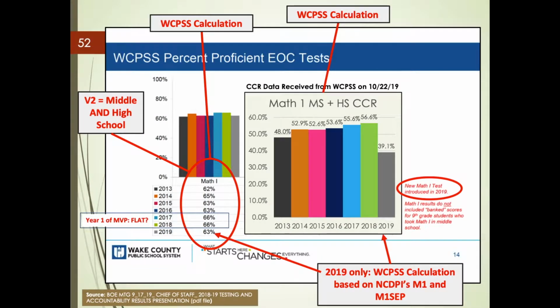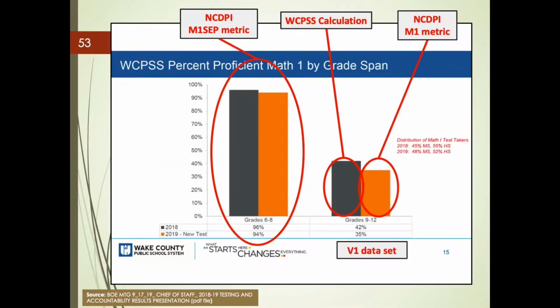So this is not a pretty chart, but I did want to at least put the CCR graph, trying to use the same colors. I put it on the same chart just to show what that looks like compared to the GLP data. And again, notice the comment, we got a new Math 1 test introduced. I think I've already mentioned that before. And on this chart, we have a couple of data sets for middle school. That's coming from the NCDPI M1 SEP metric, which is just middle schoolers. And then we have for the other numbers for high school, that is the V1 data set that Wake County calculated up until 2019. And now we're able to get that from the North Carolina M1 metric.